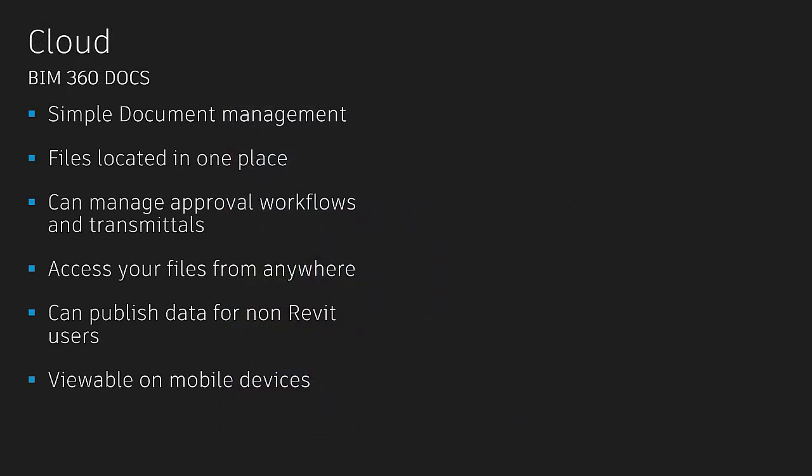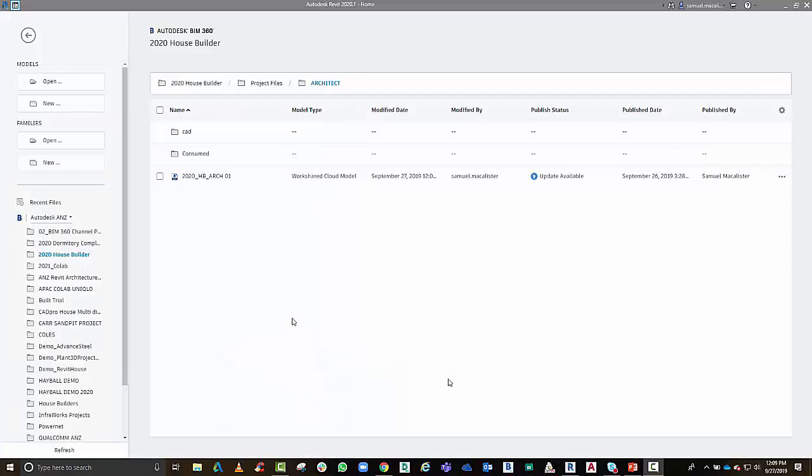Now, finally, I want to look at the cloud. We have our BIM 360 environment, BIM 360 Docs, that allows you to do some document management. Your files can be located in one place, not on a network server. You've got tools to manage approval workflows and transmittals, access it from anywhere on any device, whether it be your phone or your iPad, and you can publish information for non-Revit users.